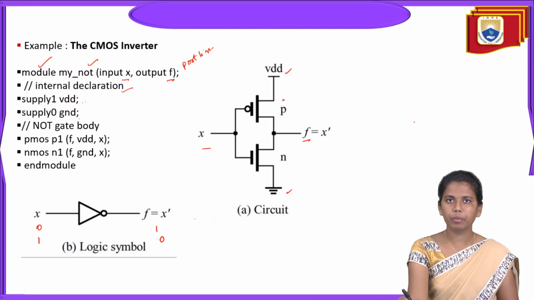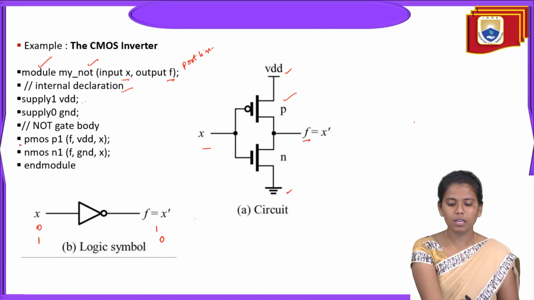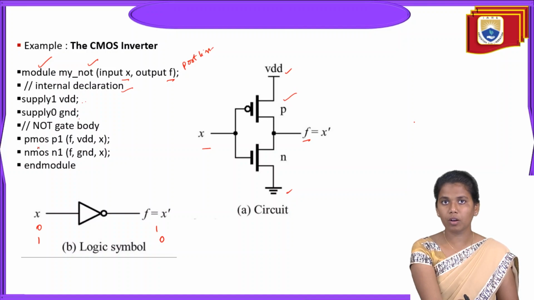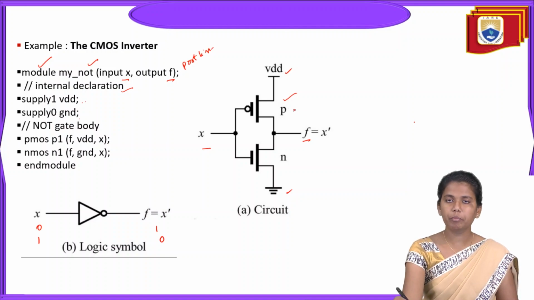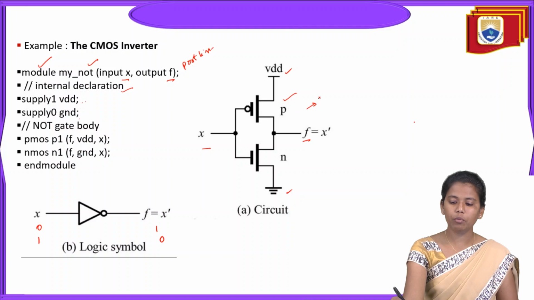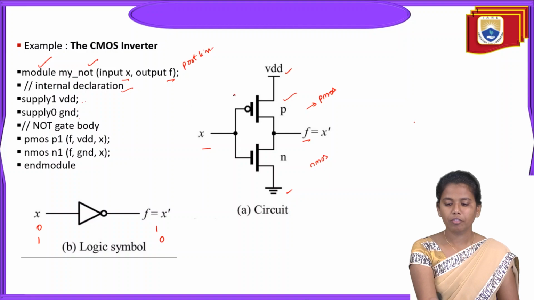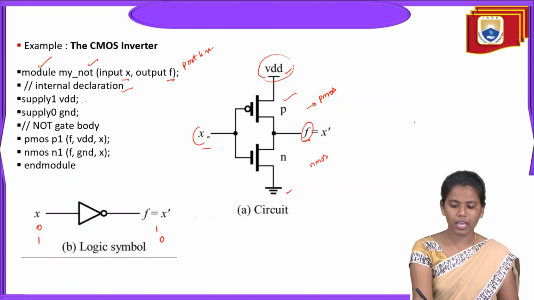See, here we have the PMOS switch, right? So PMOS is written in all small letters, and this is a keyword. We are considering the PMOS switch, so our keyword should be pmos. And if it is an NMOS switch, our keyword should be nmos. So pmos P1. For this PMOS, the output is F, then VDD and X.